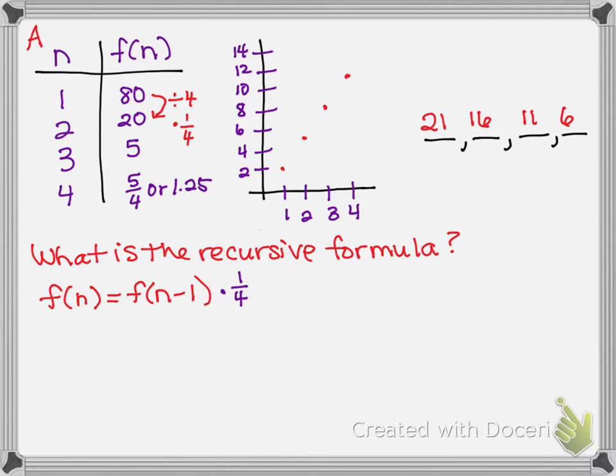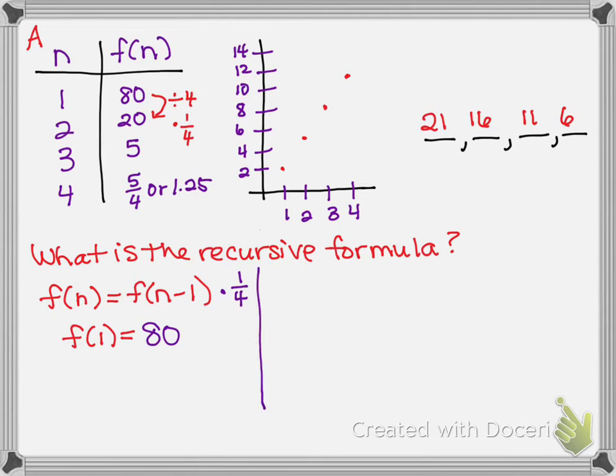And then the last thing we want to do is put what our first term is. We can clearly see in the table our first term is 80. So we're going to go ahead and put 80 there. And voila, you have the recursive formula for the table. All we had to do was input what the pattern is and what the first term is.